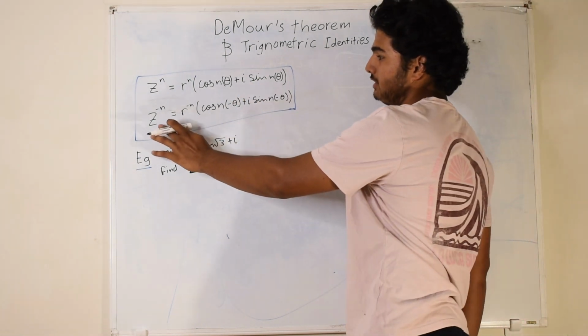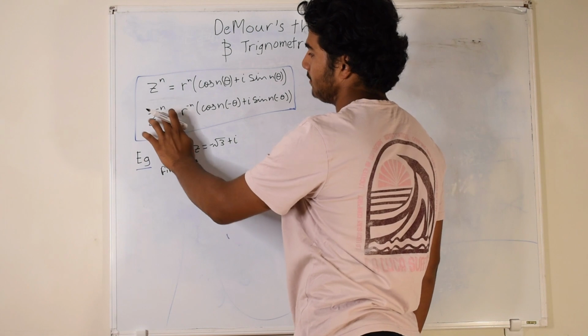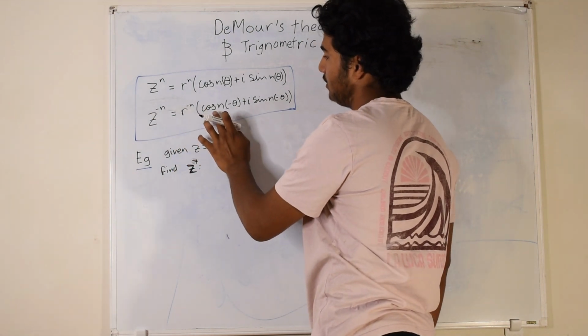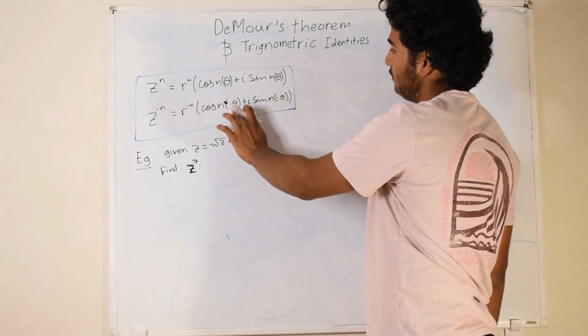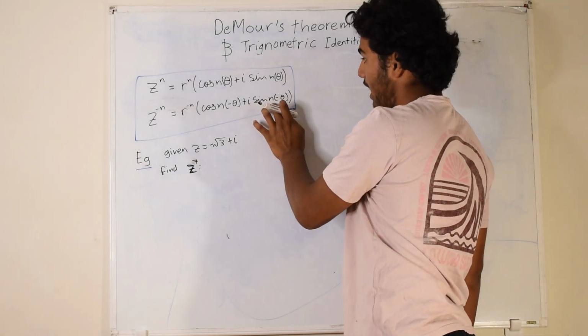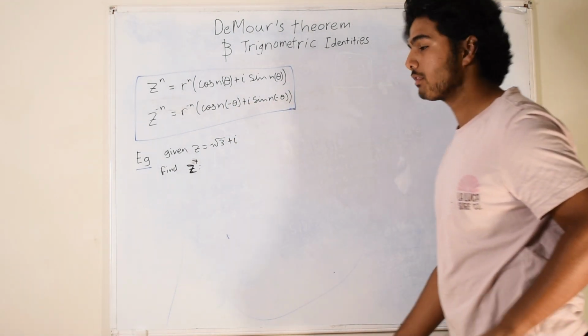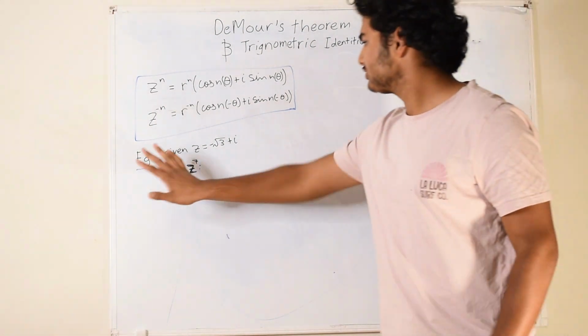And for the negative case, we've got z to the power of negative n, which equals r to the power of negative n, cos n negative theta, and we're going to be careful, the theta becomes negative, plus i sin n negative theta. So let's go straight to the example.